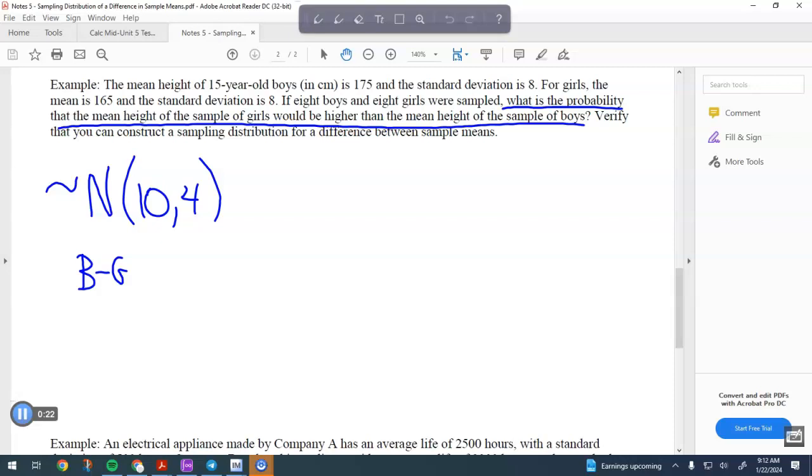But what I want, if the girls have a higher score, is boys minus girls. You're going to do a lower score minus a higher score. Do you want a negative number or a positive number? You want a negative number. The girls are going to be higher. You'll have a smaller height minus a bigger height, so you want to know when boys minus girls is less than 0. Because this means girls are taller.